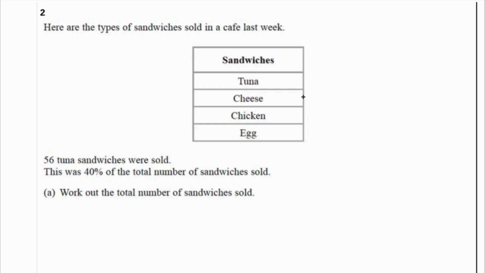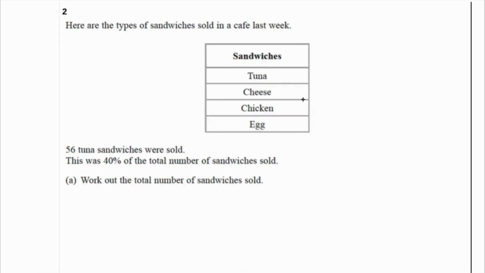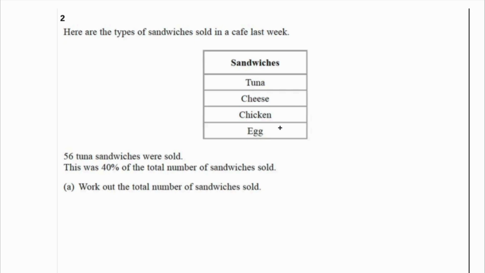Okay, we're on to the exam style questions now. These are previous exam questions that have come up in the GCSE exams for Edexcel. So we have a list of types of sandwiches, and we know that 56 tuna sandwiches were sold. And this was 40% of the total number of sandwiches. So tuna was quite popular. We need to work out the total number of sandwiches sold.